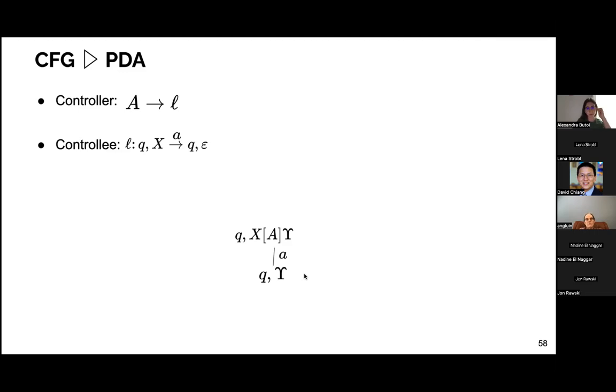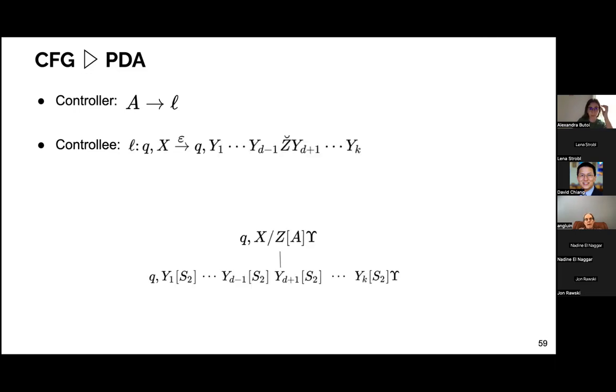So it's very similar to the case that we've seen before. So basically what happens is that the stack X just gets deleted, and the top of the stack becomes the top of epsilon.